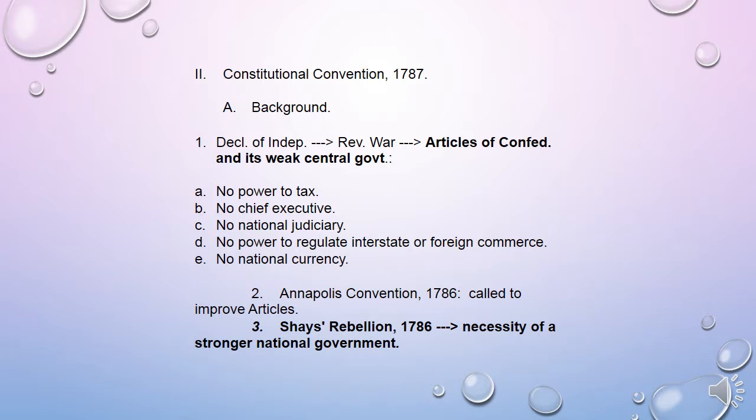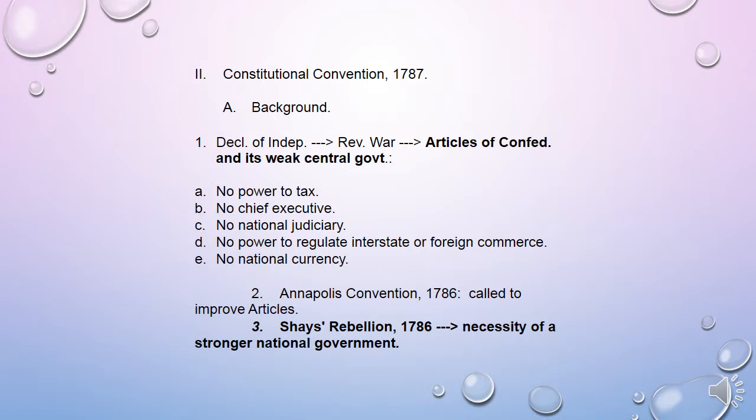There was no chief executive, nobody to make sure everything was run properly. No national judiciary. No power to regulate interstate or foreign commerce, and no national currency. Okay, those were very big. Imagine if you take away all of those today, we would have a useless government.